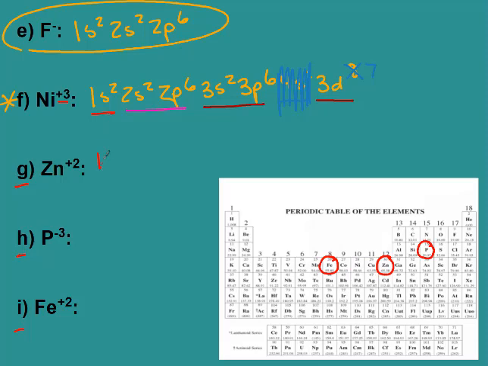So for zinc, this is zinc atom, but we wanted a +2 charge, so you should have omitted the 4s2. So that should be your configuration for zinc ion. Notice there's no 4s. Then phosphorus is a -3, so it's going to gain 3, and it should have the same configuration as argon.